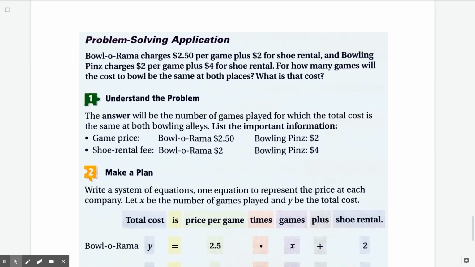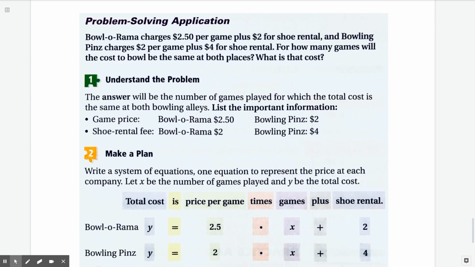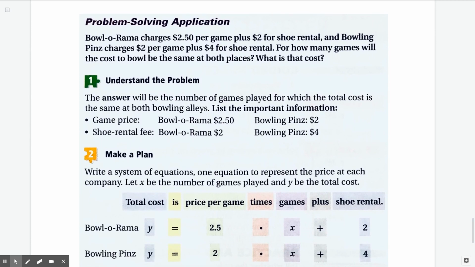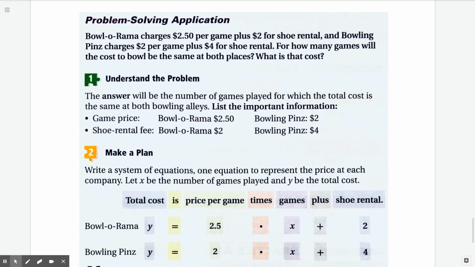Then you're going to get some word problems. And with word problems, it's really important to write down your givens and to pick out what is important. So Bowl-O-Rama charges $2.50 per game plus $2 for a shoe rental, and Bowling Pins, which is a different place, charges $2 per game plus $4 for a shoe rental. Find out how many games the cost to bowl will be the same. The same: whenever you see this word, you're setting up the two equations equal to each other. They must be the same at both places.